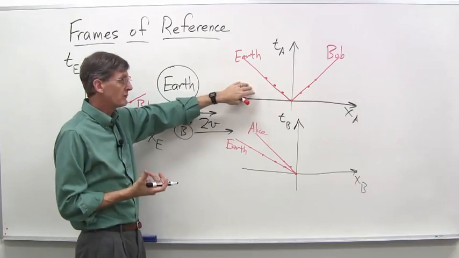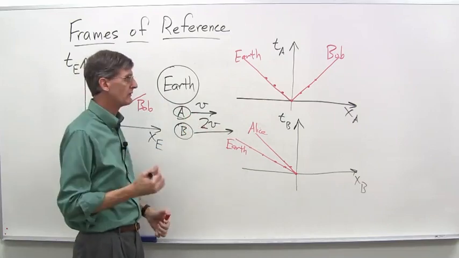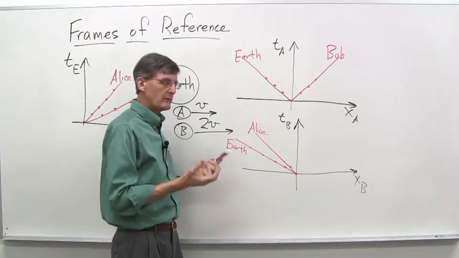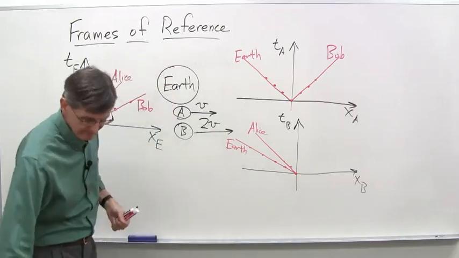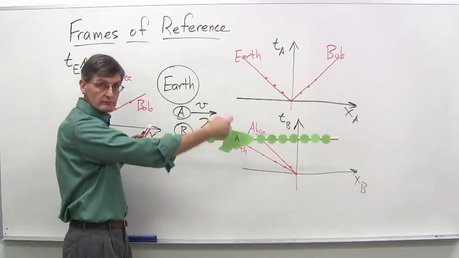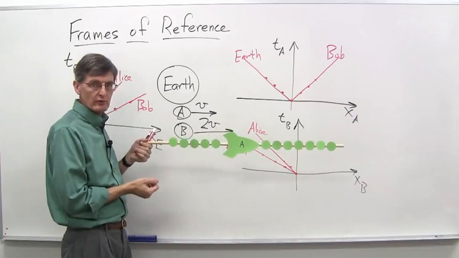She's sitting in her cockpit. She sees Bob going away from her that direction. She sees Earth going the other direction. How would you plot her on here? Well, think about it. From her perspective, she's just sitting in her cockpit at position 0. So as time goes on, she's always at position 0 from her perspective.